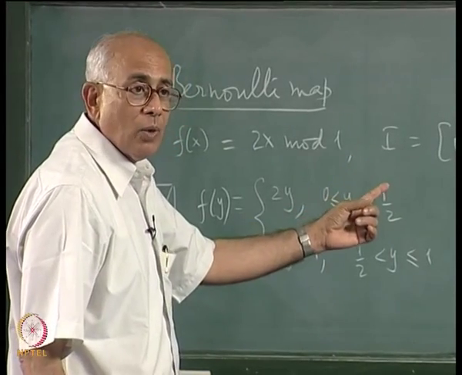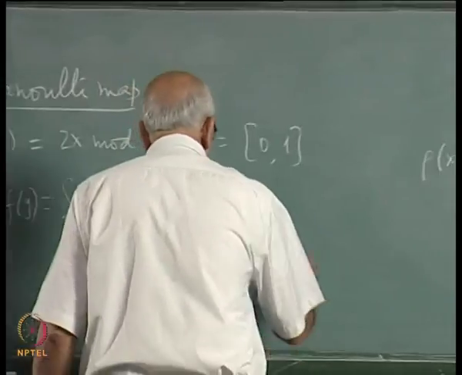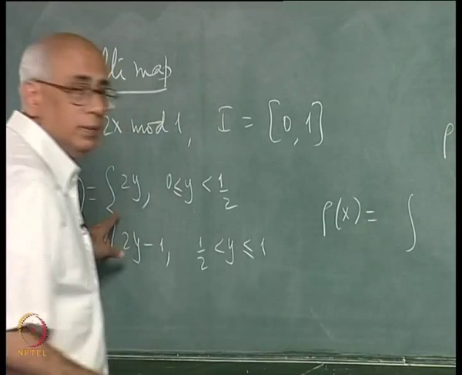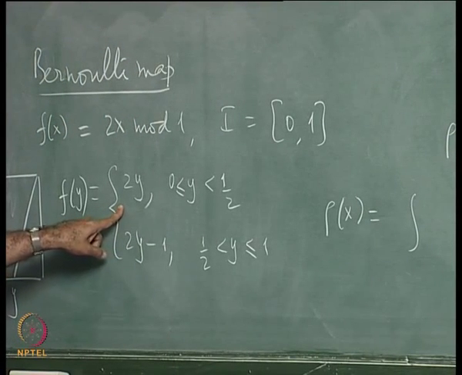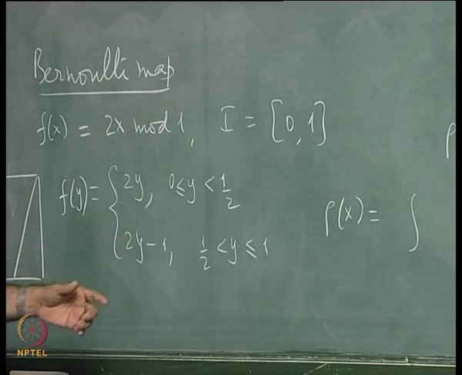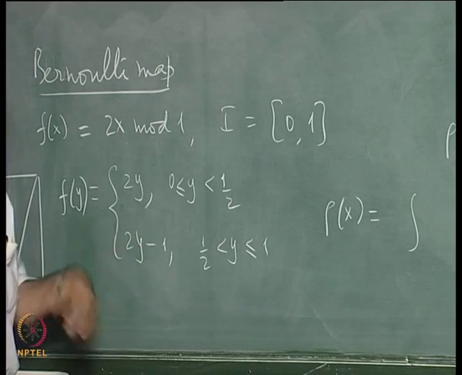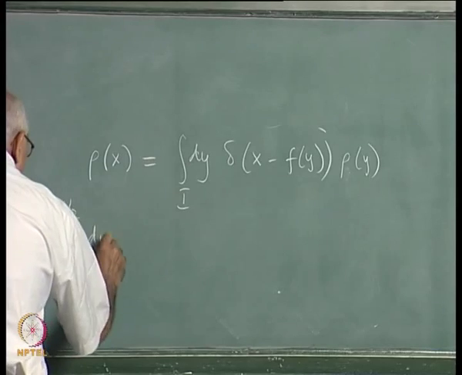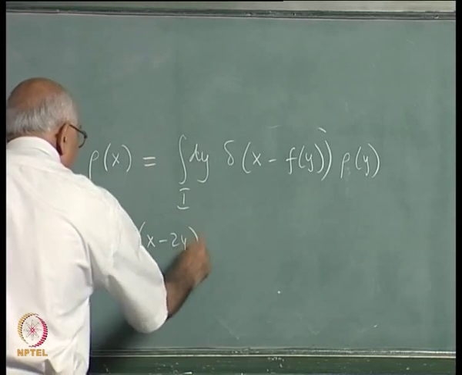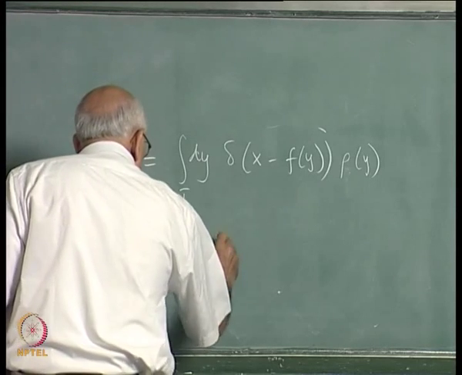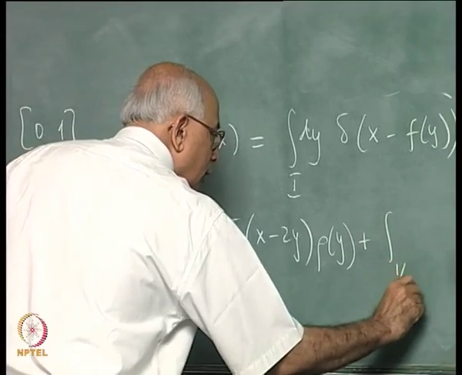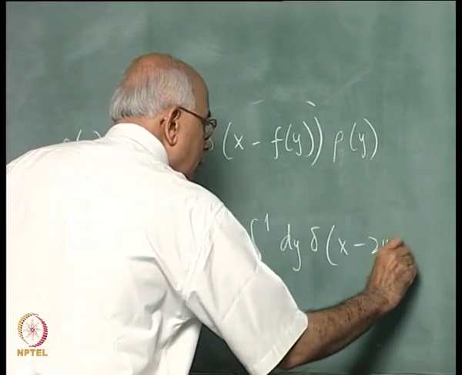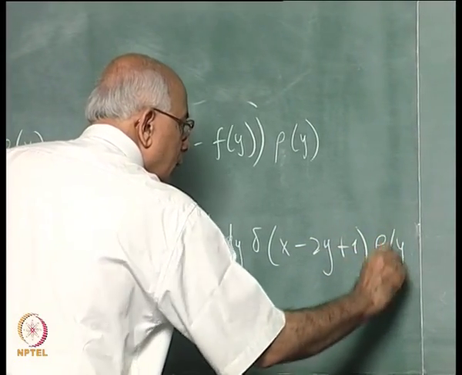So let us apply it and find out what rho of x is. So rho of x is equal to an integral over this function from 0 to 1. There are two delta functions here, one of which will be applicable as long as y is less than a half and the other between a half and 1. So let us write them out separately. It is the integral from 0 to a half dy, delta function of x minus 2y, rho of y, plus an integral from a half to 1 dy, delta function of x minus 2y plus 1, rho of y.